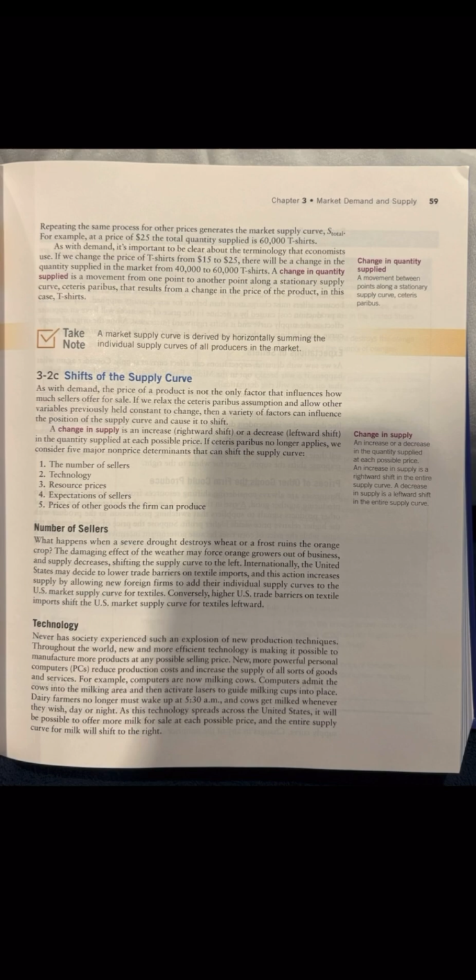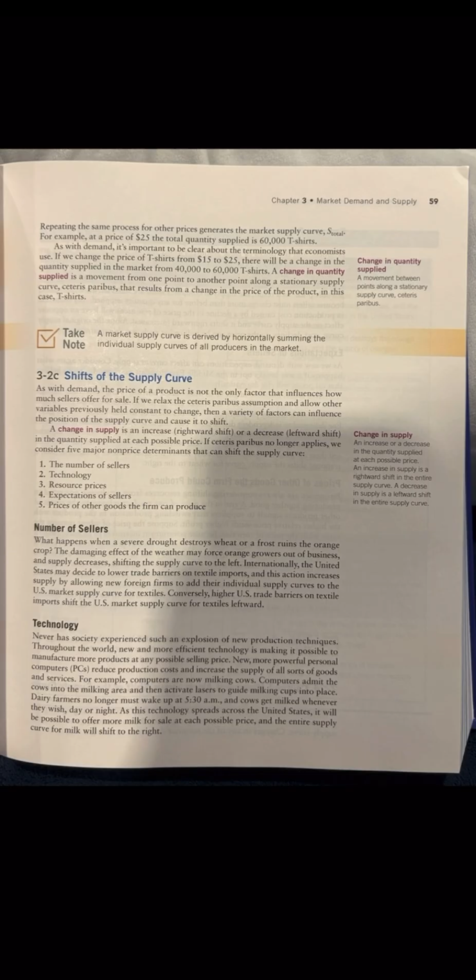Technology. Never has society experienced such an explosion of new production techniques. Throughout the world, new and more efficient technology is making it possible to manufacture more products at any possible selling price. New and more powerful personal computers, PCs, reduce production costs and so increase the supply of all sorts of goods and services. For example, computers are now milking cows. Computers admit the cows into the milking area and then activate lasers to guide the milking cups into place.